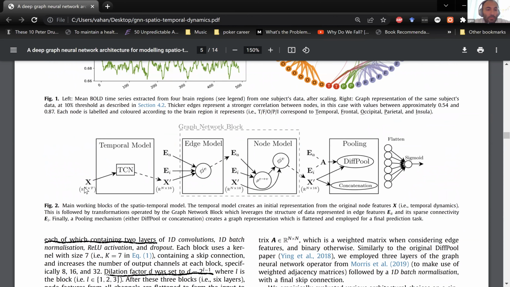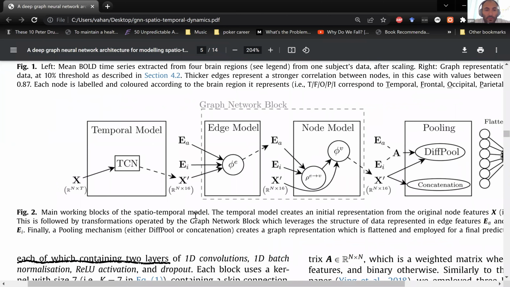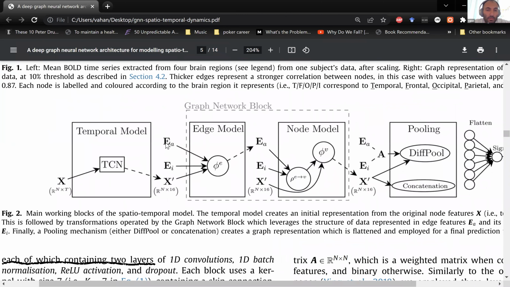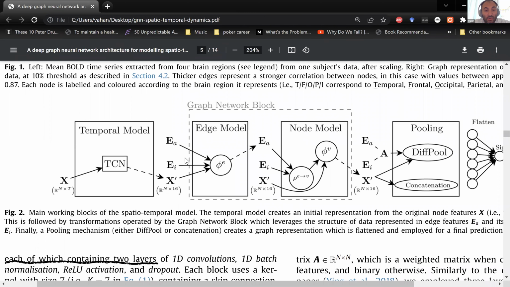So the input is a feature matrix. Capital N is the number of nodes. Capital T is the number of time steps. And X is the feature matrix. We also will have an edge matrix, so these are the features of each edge, and these are the features of each node, which are also inputs to our model. Interestingly, edge features are actually single numbers, but in principle, they could also be vectors.